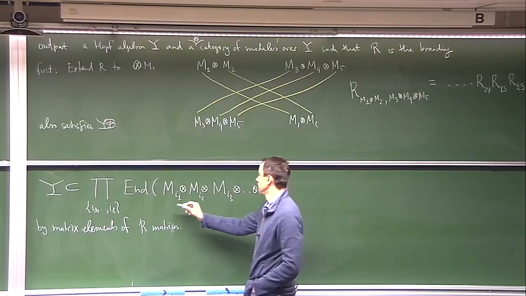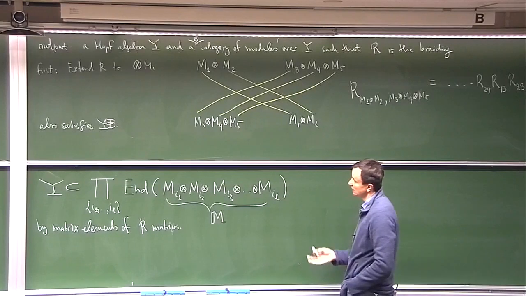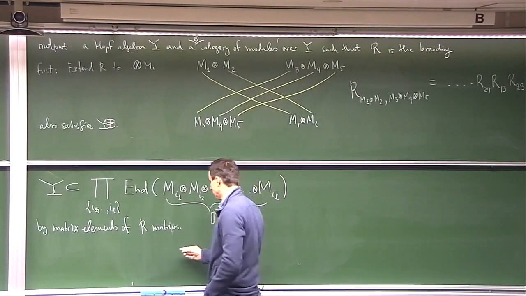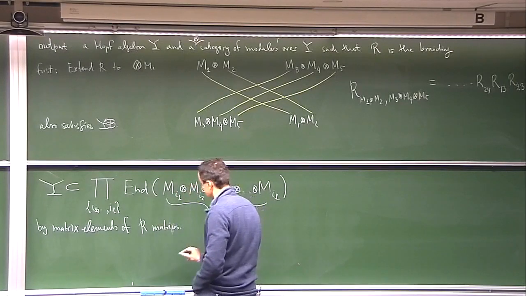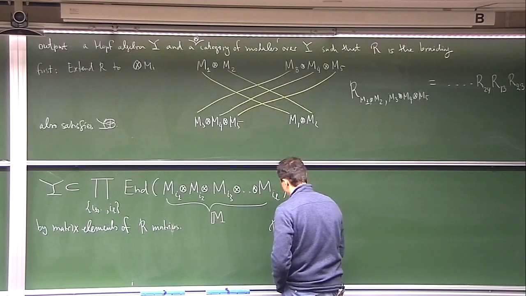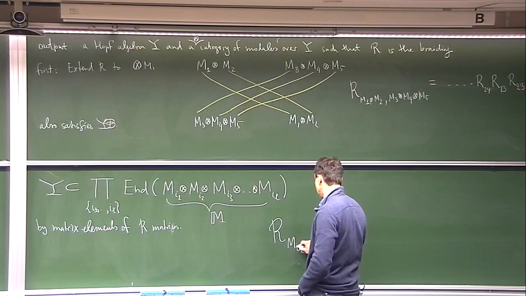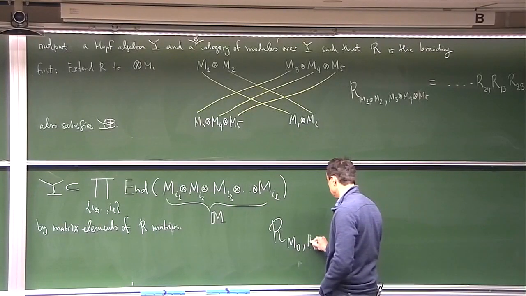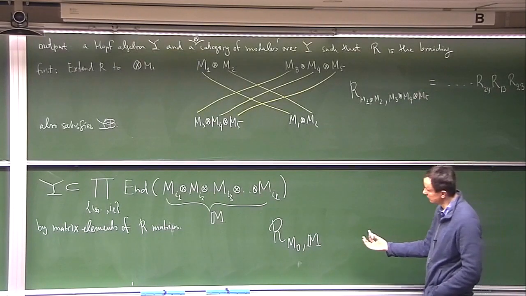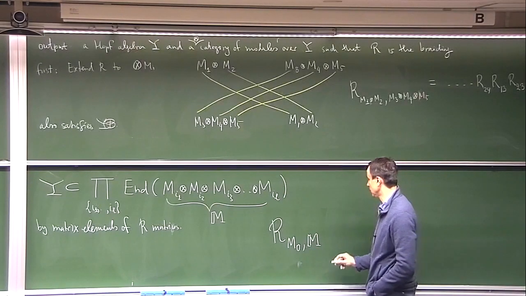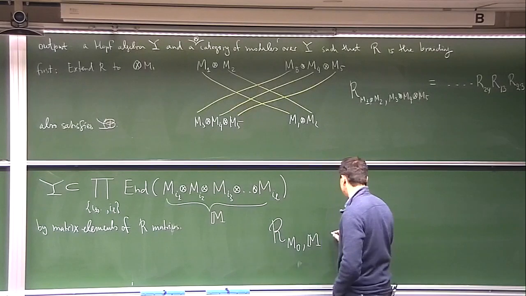Concretely, if I have some module M, and I take some other module of the same kind, call it an auxiliary representation, M0. So I take my representation and take R on this auxiliary space and my space. So I have a matrix, and I take the matrix element of this R matrix in the auxiliary space. It means I apply it to some fixed vector.